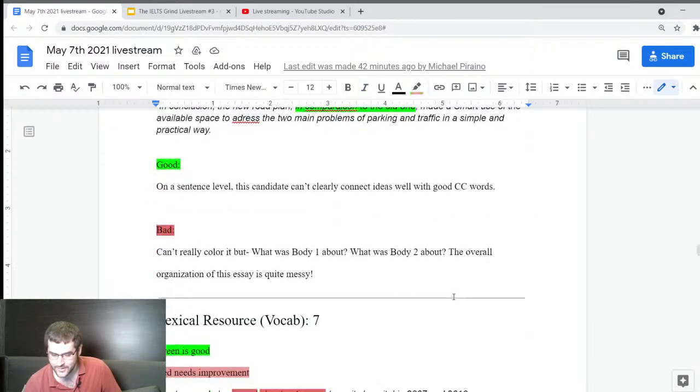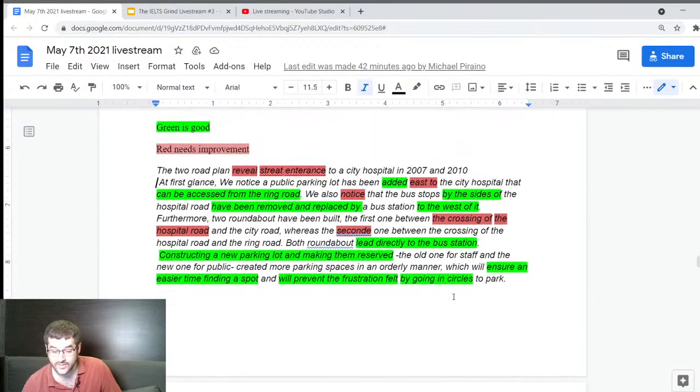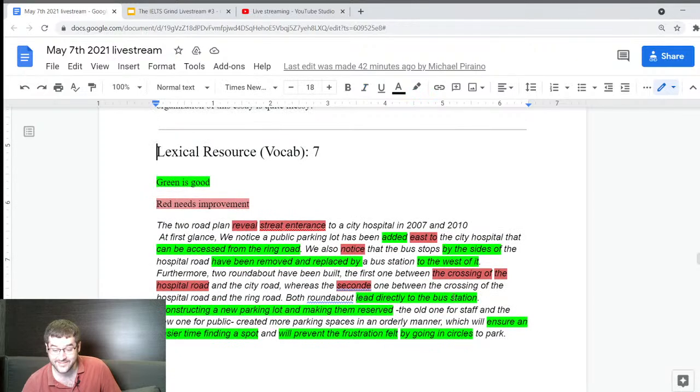So, moving on to lexical resource. Now, this is something that you guys should try to steal a lot. His vocab was quite good. In fact, I gave him a 7. Now, the reason why he got a 7 was because he had a lot of high-level vocabulary that he used appropriately and accurately, but he had so many typos that really held him back.